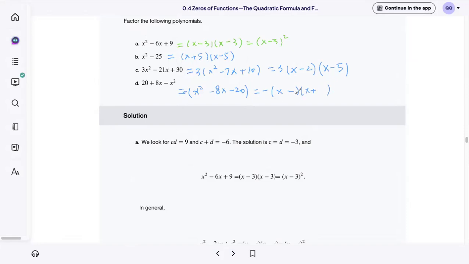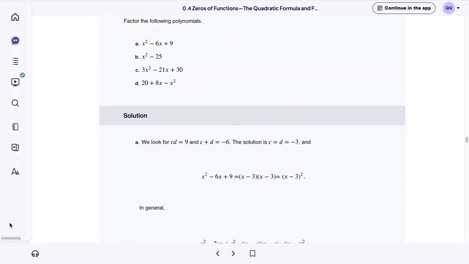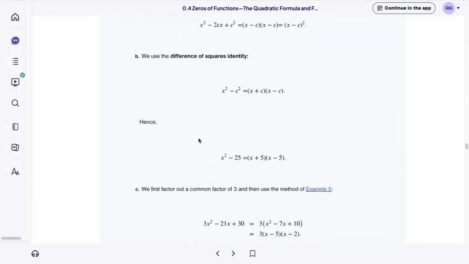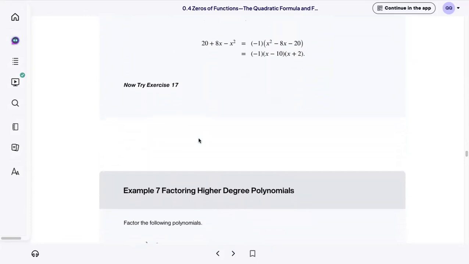Right, that has to be 10 and 2. Right? Negative 10, positive 2. Because negative 10 times 2, that's negative 20. Negative 10 plus 2, that's negative 8. Right? You may go through these examples.